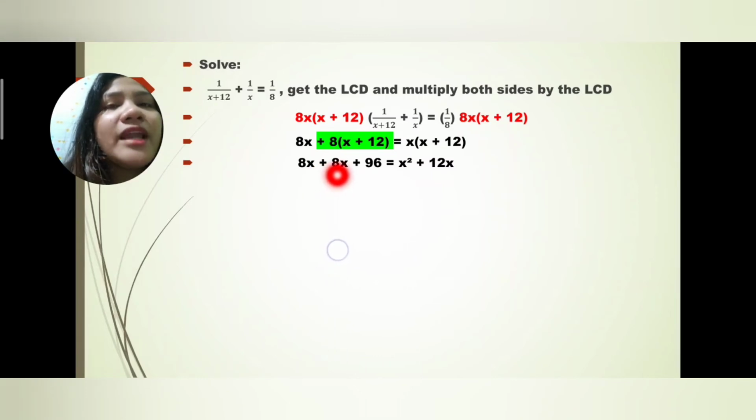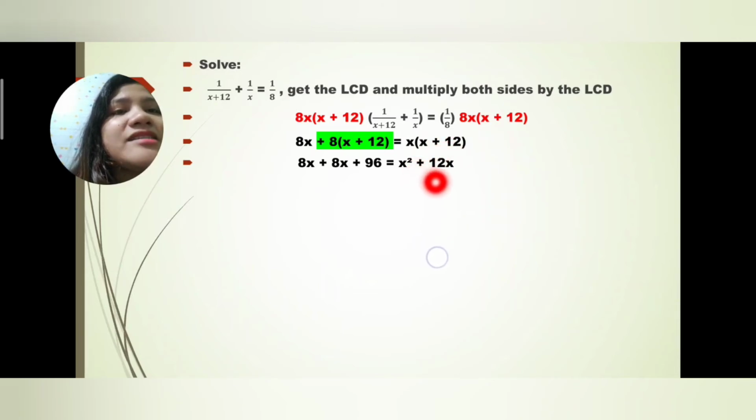Diba, palagi ko na itong sinasabi na kung ano yung sign ng number, yun din yung operation niya. So, positive, it means plus. Then next, positive 8 times positive 12. So, 8 times 12 is equal to positive 96. So, plus 96 is equal to x times x is x squared. X times positive 12 is plus 12x.